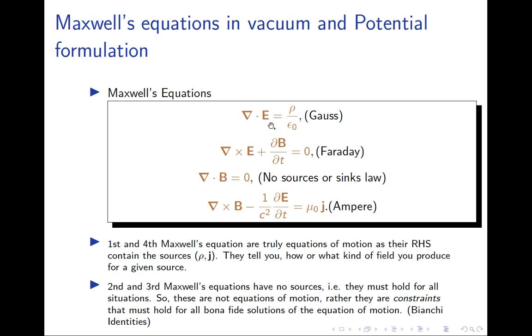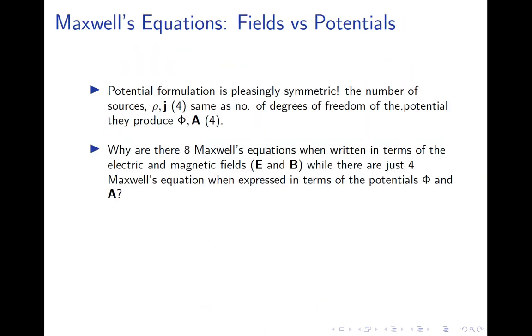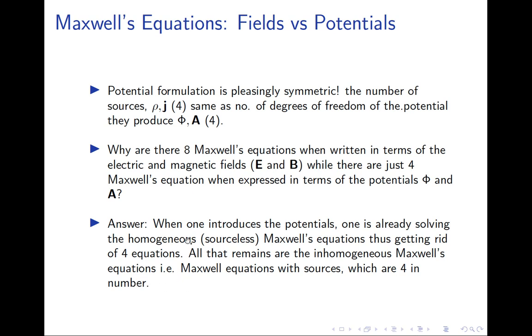So that's why these two equations are the ones which lead to the Maxwell equations in terms of potentials, and there are 4 of them instead of 8 because the other 4 have already been taken into account in the definition of the potentials. When one introduces the potentials, one is already solving the homogeneous or sourceless Maxwell's equations, and thus getting rid of 4 equations, the second and the third. All that remains are the inhomogeneous equations, that is, with sources, which are 4 in number. That's why you have just 4 Maxwell equations when written in terms of potentials.